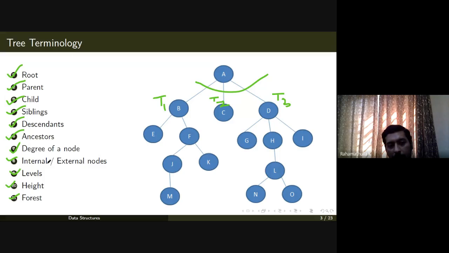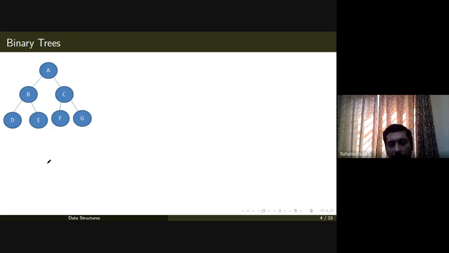So that's about tree terminology, different terms which we come across while discussing tree data structure. Any questions so far? Okay. Next, we'll look at binary trees.